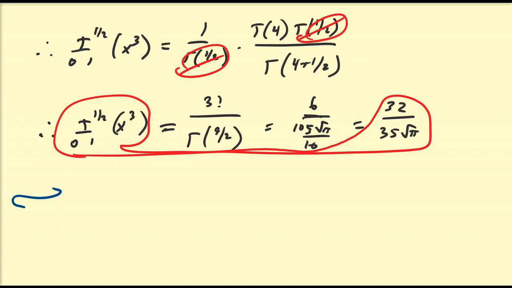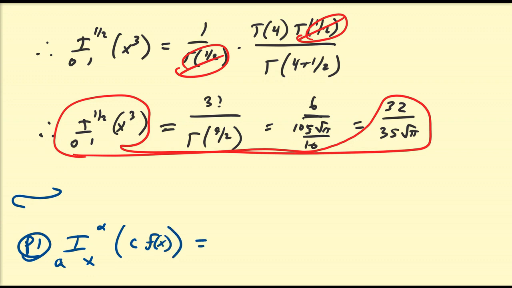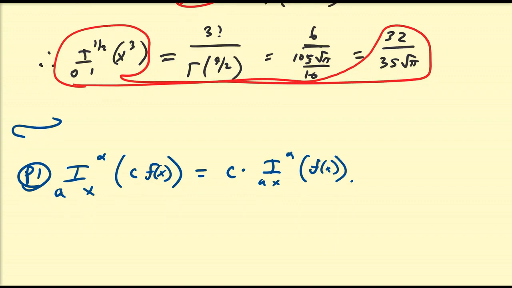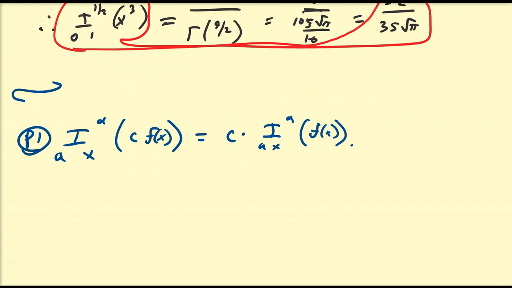So let's look at a couple more properties that may be able to help us out in calculating some of these things. So one can prove that the fractional integral with terminal points a, x of order alpha of some constant times a function is actually just equal to c times the fractional integral from a to x of order alpha of the function f of x. So this sort of mirrors the standard properties of integrals and derivatives, which isn't too bad.